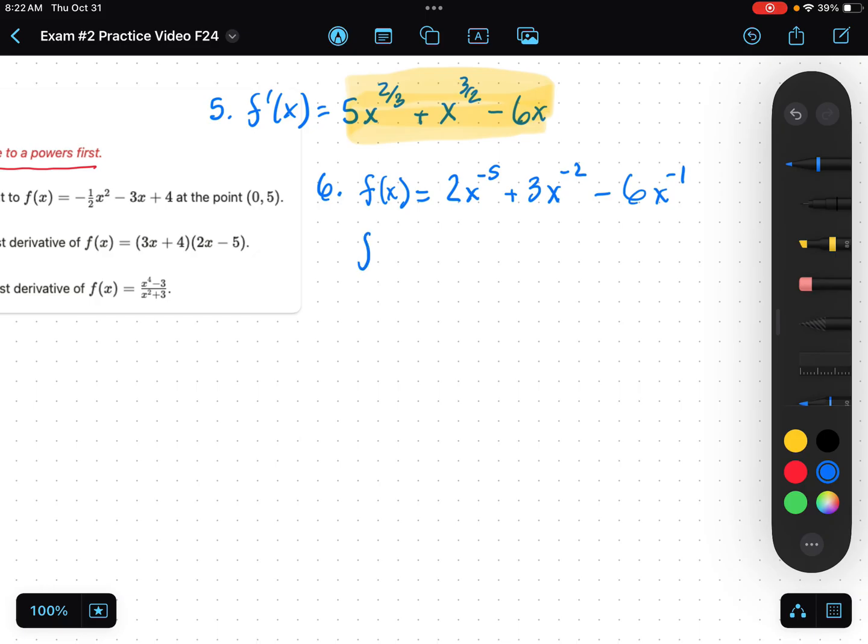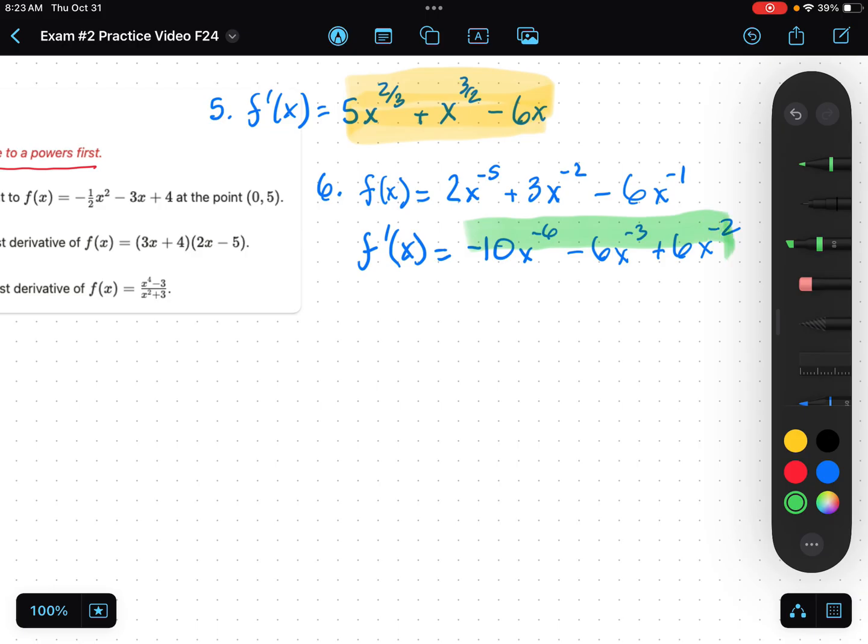For the derivative now, we'll just use our power rule. So I bring the negative 5 down, times the 2, that's negative 10. Be careful with your subtraction. Negative 5 minus 1 is negative 6. Bring the negative 2 down, times the 3, that's negative 6. And then negative 2 minus 1 is negative 3. Bring the negative 1 down, times the negative 6, that's plus 6. And then negative 1 minus 1 is negative 2.